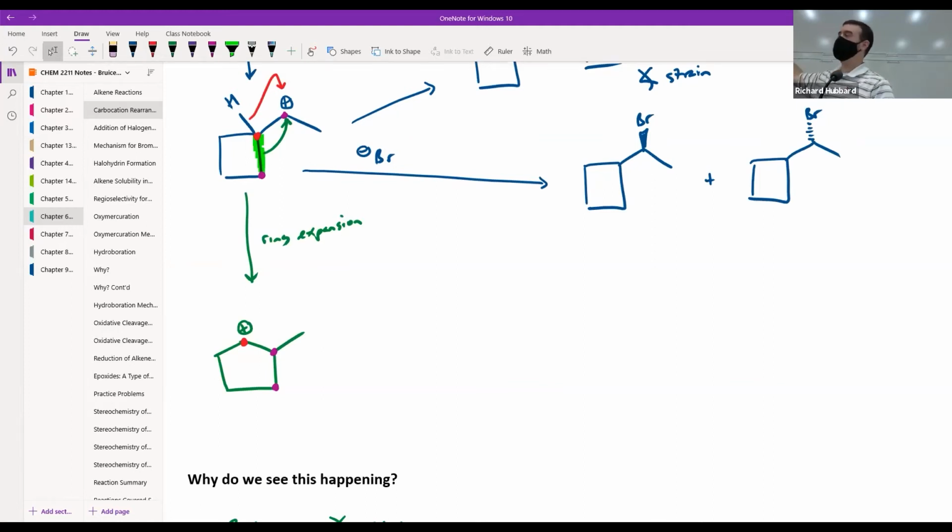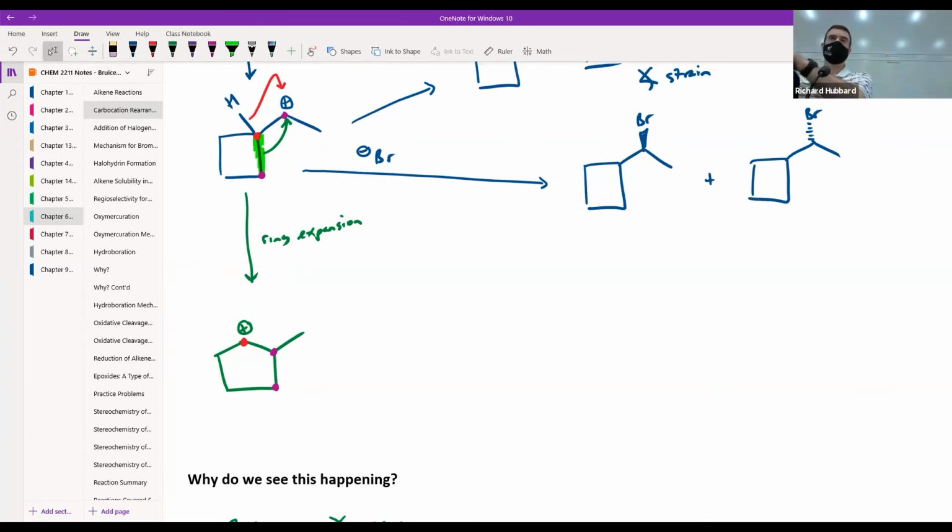You just told me that there has to be a dividend, there has to be a benefit. What is the benefit in this case? What type of strain have we lost as a result of this shift? You lost that 90-degree angle strain. Exactly, we lost the angle strain, right? We went from 90 degrees.